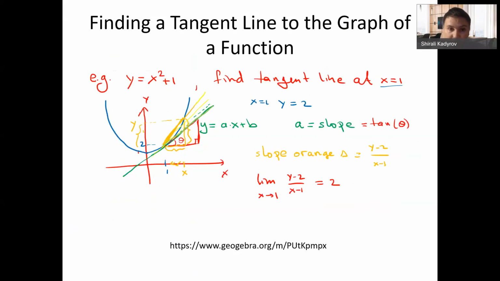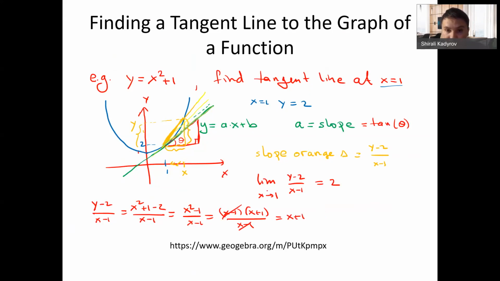y is x squared plus 1, right? So this is y minus 2 over x minus 1. So this is x squared plus 1 minus 2 over x minus 1. So we see x squared minus 1 over x minus 1. Well, this is x minus 1 times x plus 1 divided by x minus 1. So luckily the x minus 1's cancel, we get x plus 1. But since x is approaching 1, x plus 1 approaches 2, right? So this is my slope.